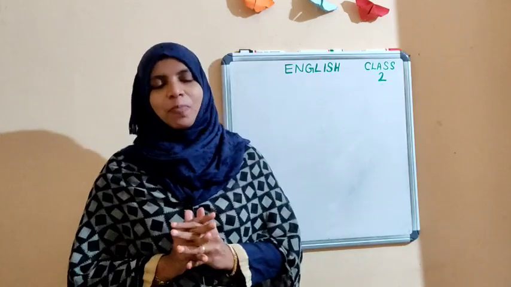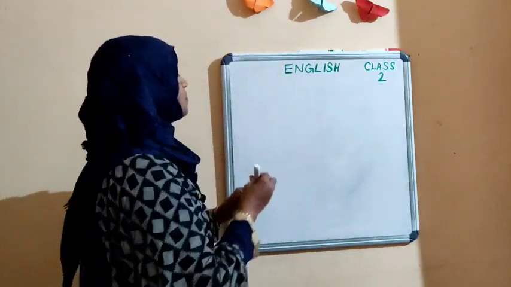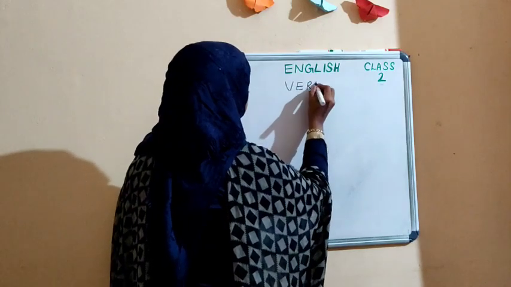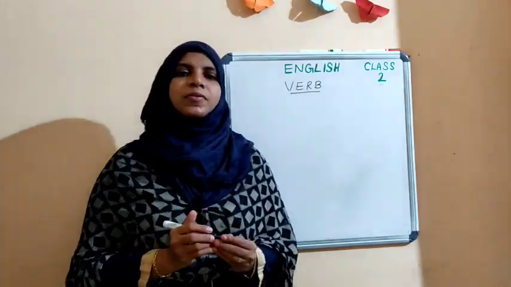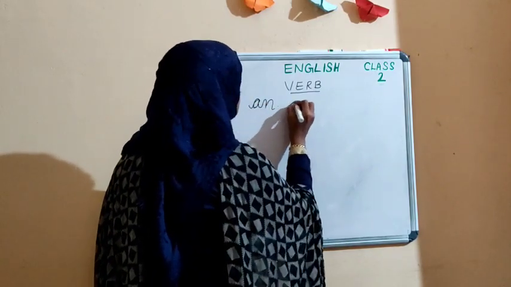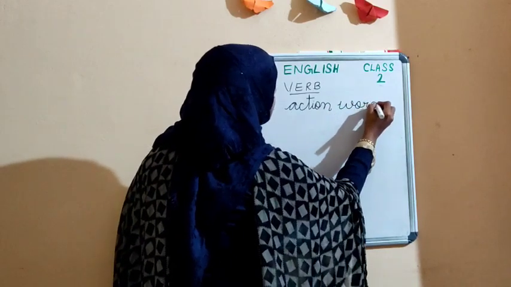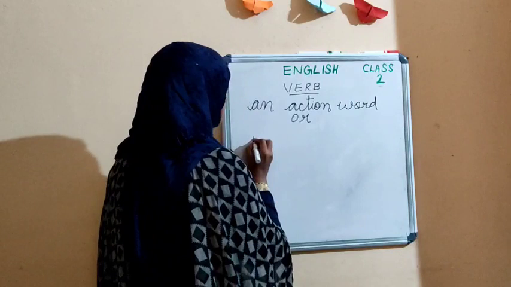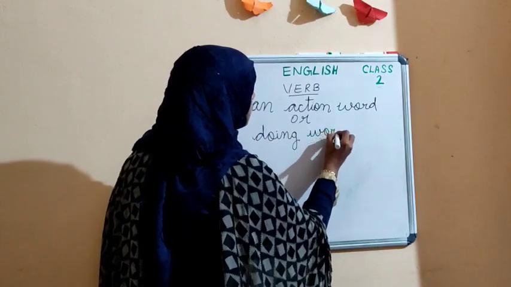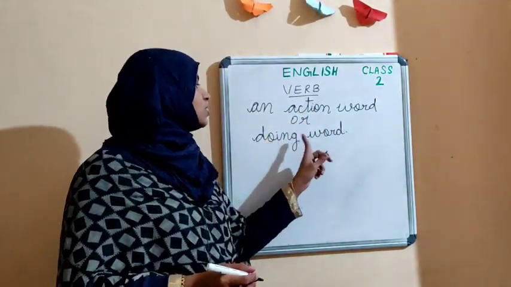Before going to that topic, let us learn what is a verb. What is a verb? Verb is an action word. Verb is an action word or doing word. So what is a verb? Verb is an action word or doing word.